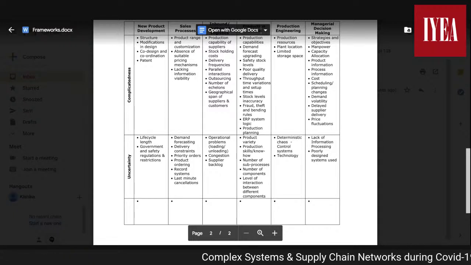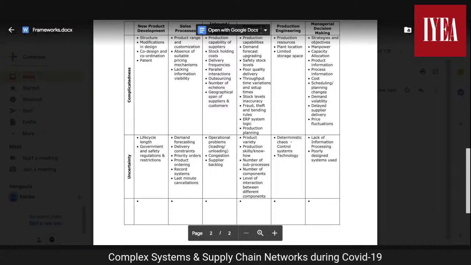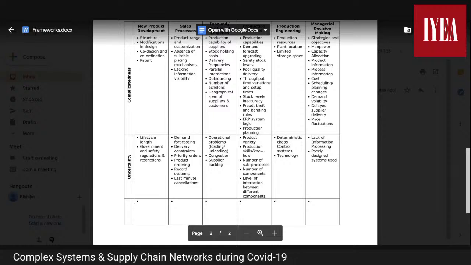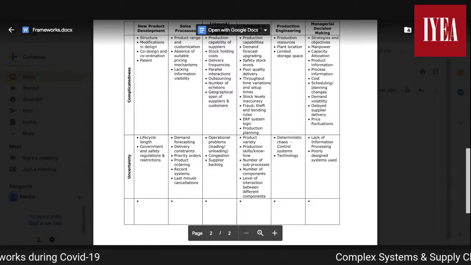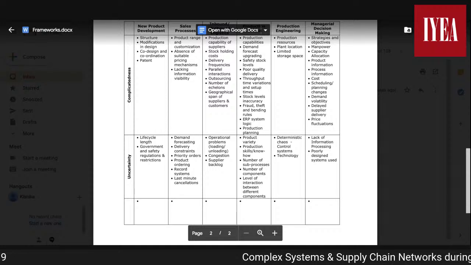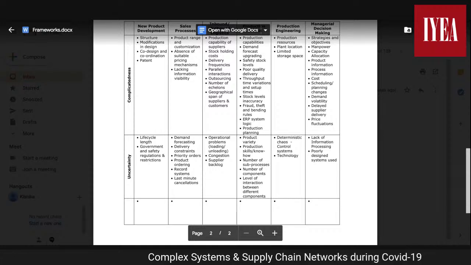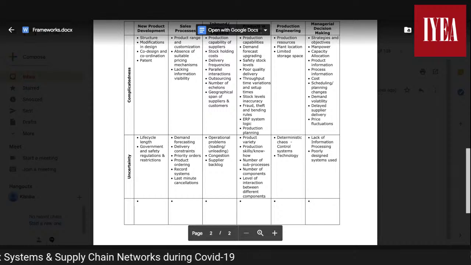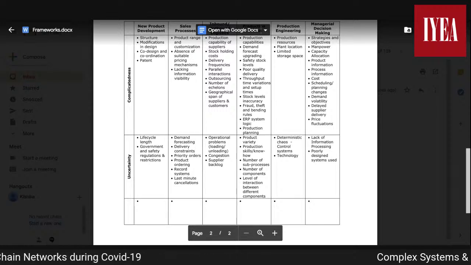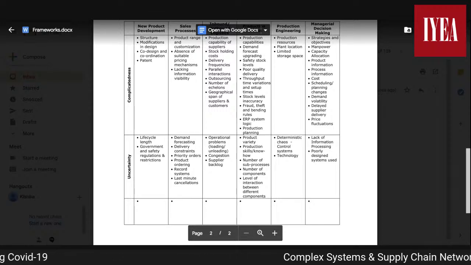Demand forecasting and fluctuations. All of this leads to something which we term as deterministic chaos in the language of supply chain management. This is what we call deterministic chaos. It causes chaos in the supply chain, forecasting issues and supply problems.